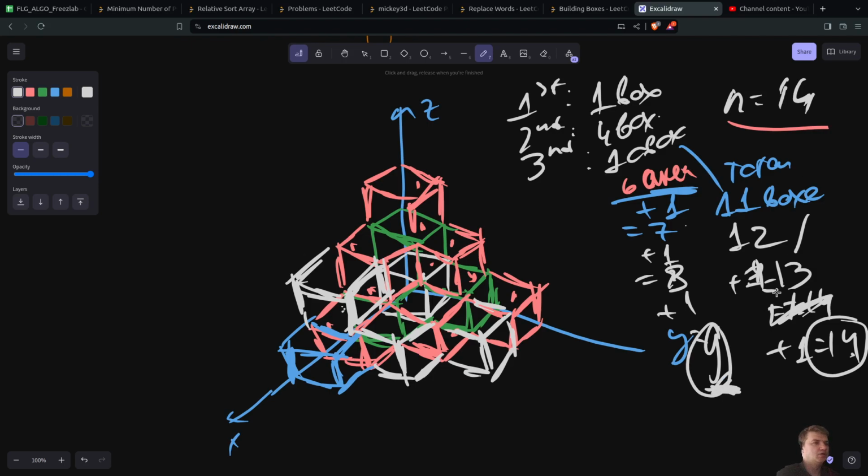So the area occupied by 14 boxes is going to be 9 units. And if we want to have not 14, but let's say 17, we need to continue adding boxes. So the last box we added was here. Then I continue adding boxes on.